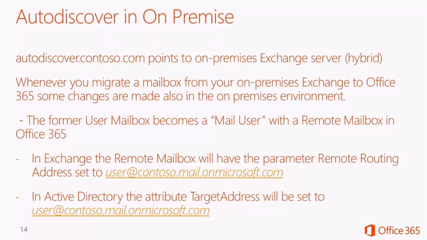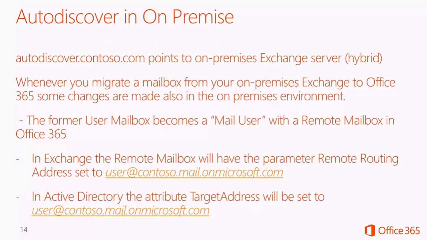So Autodiscover is pointing to my own premise. This is happening only in a hybrid environment. This is the only supported environment. We have to remember that whenever we migrate a mailbox from our on-premises to Office 365, some changes are made also in our on-premises environment. The former user mailbox becomes a mail user, and I have put the code here, with a remote mailbox in Office 365. Actually, this is a remote mailbox, but if you look at the recipient type of that recipient, it is a mail user with the recipient type detail of remote user mailbox.